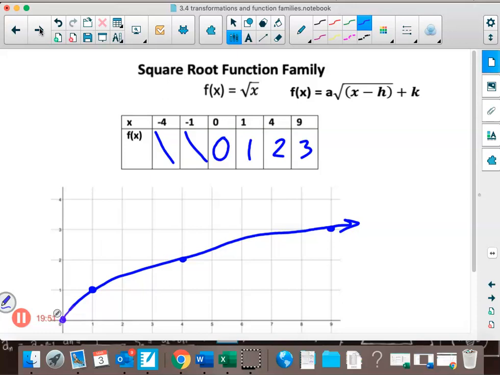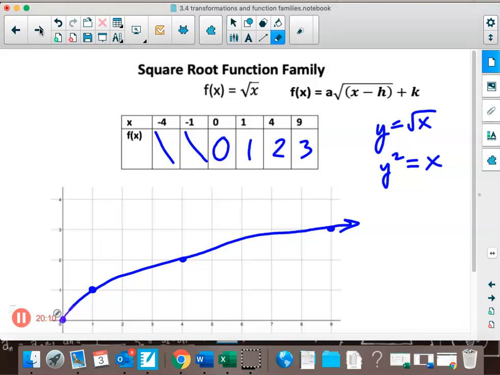Because really, if y equals root x and I square both sides, this is x equals y squared, which is just y equals x squared. It's technically turned sideways and flipped over, but anyway. So they are related, which means that whenever you're doing a square root function, you're doing a sideways parabola. All right.